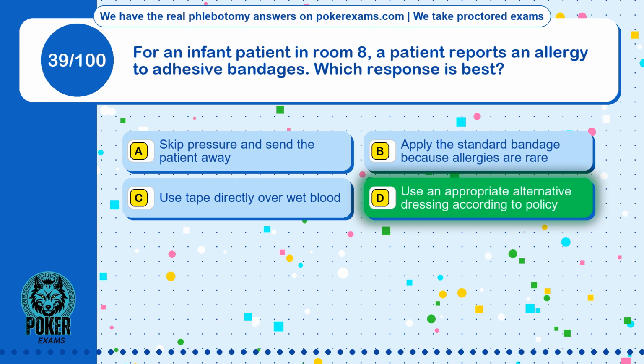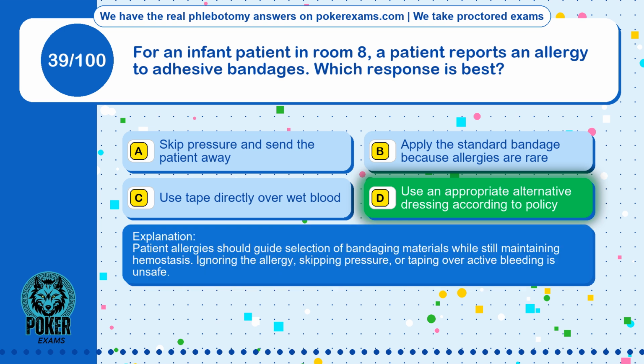The correct answer is option D. Use an appropriate alternative dressing according to policy. Patient allergies should guide selection of bandaging materials while still maintaining hemostasis. Ignoring the allergy, skipping pressure, or taping over active bleeding is unsafe.